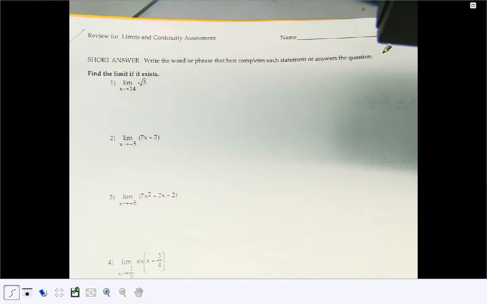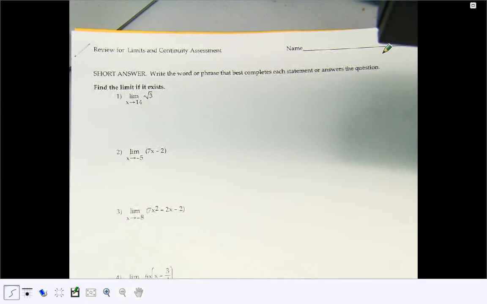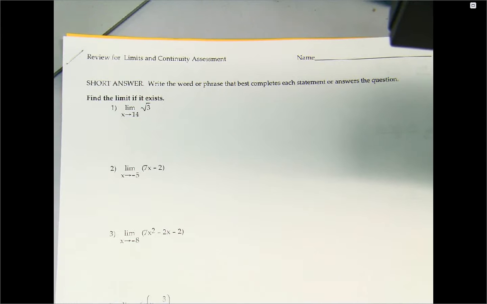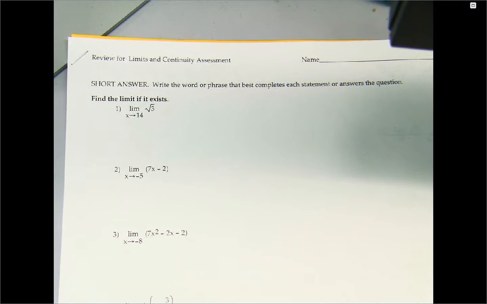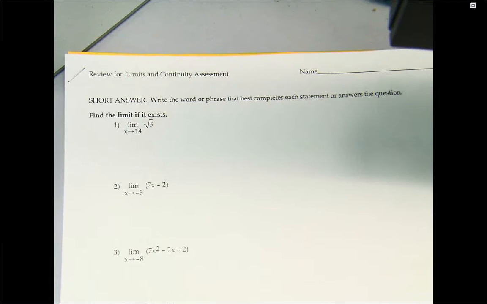Hello everybody. This is going to be your limits test review. I'm going to go through and hopefully show you how to do all of these since I'm not here today.